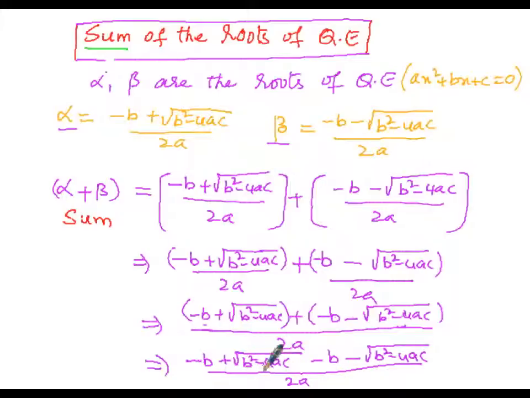Root of b square minus 4ac is positive here, and here root of b square minus 4ac is negative, so they get cancelled. So only minus b and minus b is left over in the numerator, divided by 2a. The next logical step will be minus b overall divided by 2a. So that implies minus 1b, minus of minus is plus, we have to add up, 1b plus 1b is 2b, so overall divided by 2a. Here both are negative signs, we have to write the negative sign, then 2 gets cancelled, that is equal to minus b by a.